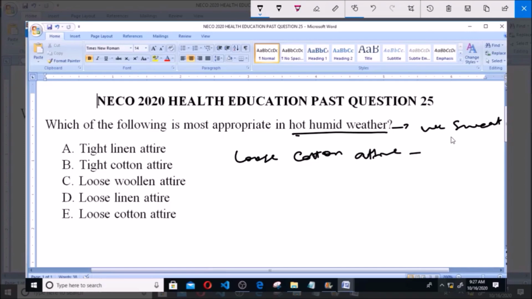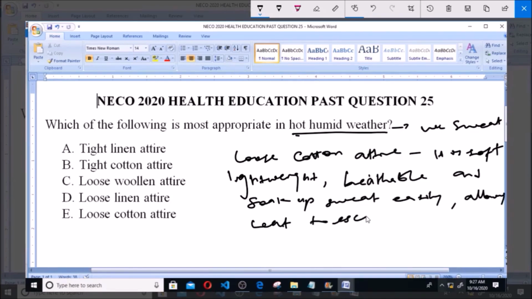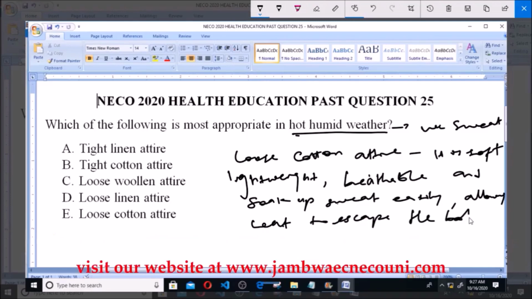Now, this is the reason. This is because it is soft, lightweight, breathable, and soaks up sweat easily, allowing heat to escape the body, and for you to stay cool.